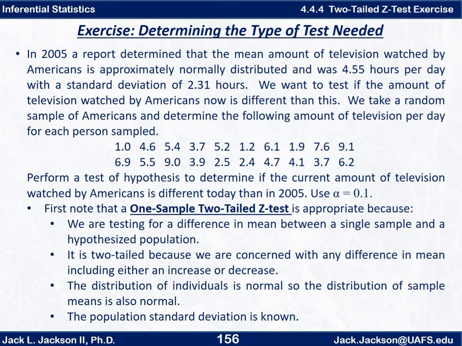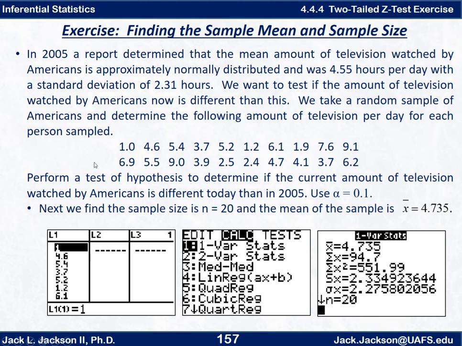The distribution of individuals is normal, or at least approximately so, because we assume that the distribution of individuals is normal, so regardless of the sample size, we get the distribution of sample means to be normal. With a sample size of 20, we could get by with something less than normal, but it needs to be free of too many problems like being heavily skewed and so forth. The population standard deviation is also given to us as being known. So those are the conditions that we need for a one-sample, two-tailed z-test.